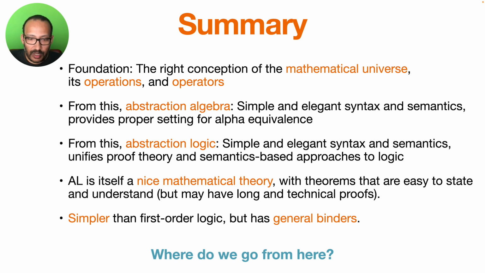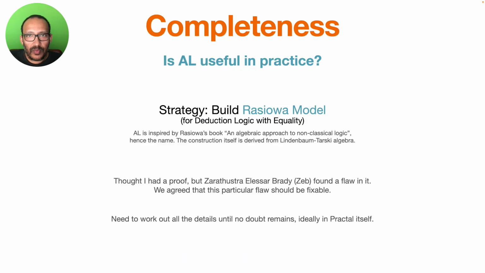Okay, so that's a summary, and where do we go from here? One big issue that isn't fully resolved yet is completeness. I thought I had a proof. Turned out I don't really. But I think the strategy is still valid. So the strategy is to build the Rasiowa model, and for deduction logic with equality, for that theory.